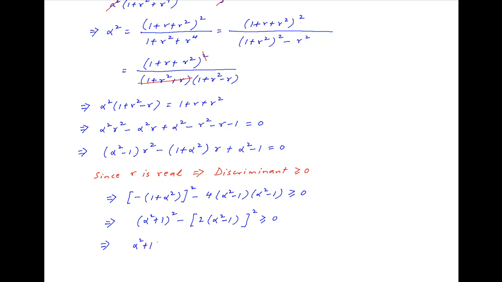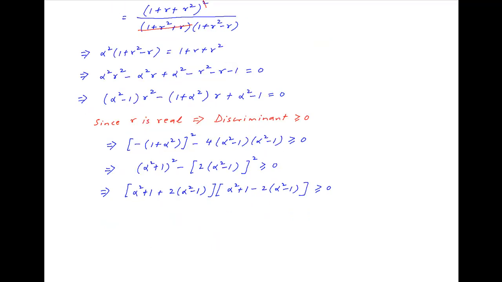This is of the form a square minus b square and is therefore equal to (a minus b) times (a plus b). So in this case, the left hand side becomes (alpha square plus 1 plus 2 times (alpha square minus 1)) times (alpha square plus 1 minus 2 times (alpha square minus 1)), and this should be greater than equal to 0. The left hand side can be written as (3 alpha square minus 1) times (minus alpha square plus 3), and this is greater than equal to 0.